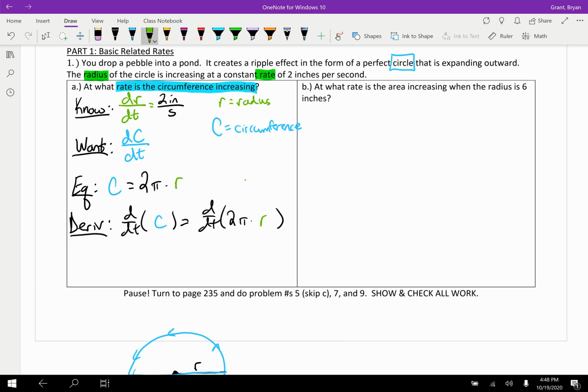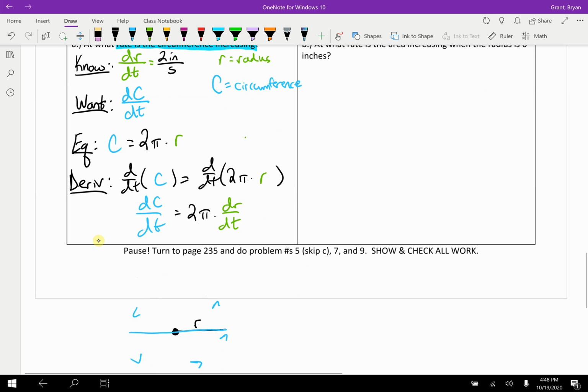Well, there's nothing too crazy here. d/dt of C, we should be pretty comfortable with this from our implicit, becomes dC/dt equals 2 pi as a constant, so it stays, and the derivative of r is dr/dt. And look at that. We now have a derivative equation that relates two rates together. It tells us if we wanted to convert from the rate of change of the radius to the rate of change of circumference, we just plug in something for the rate of the radius, multiply it by 2 pi, and now we know how fast the circumference is changing.